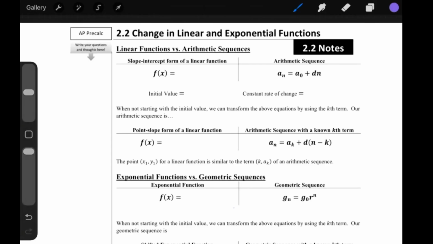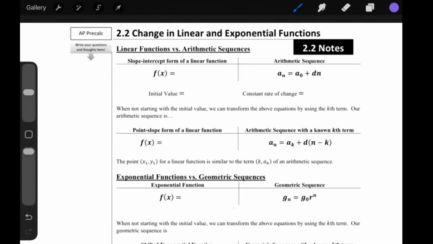Hi guys, so we're going to go over change in linear and exponential functions today. This is just for the notes. So our linear function versus our arithmetic sequences. We've already talked a little bit about arithmetic sequences in the last video. So here we're just going to go a little bit deeper in there.